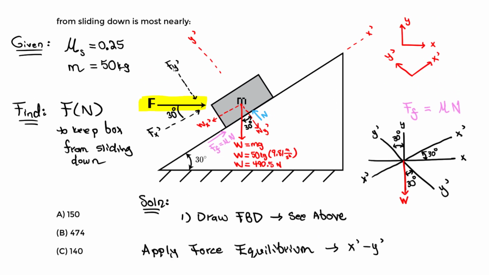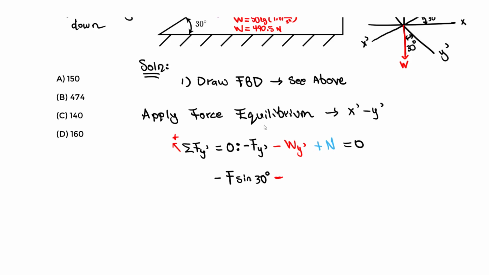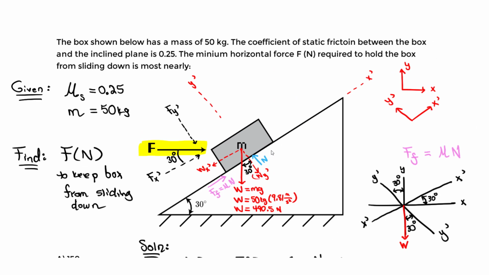So Fy prime is going to be what? It's going to be the force. Is it sine or cosine? It's going to be sine of 30. So Fy prime is going to be the magnitude force F sine of 30. So to break this down, we're going to do negative F, so keep that negative, sine of 30 degrees. Then we do minus, we're looking at Wy prime, so it's going to be this component.